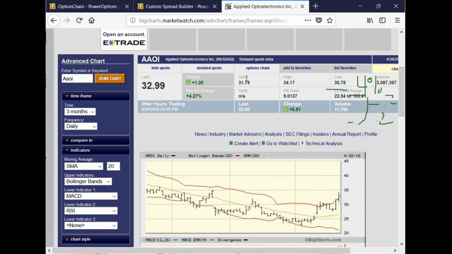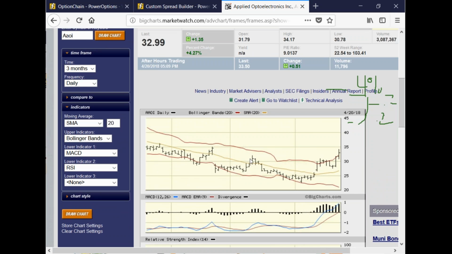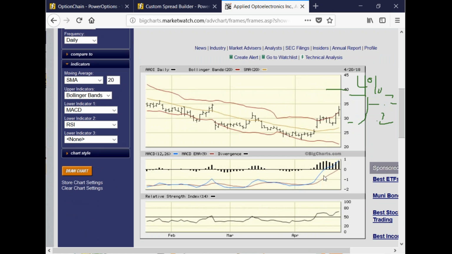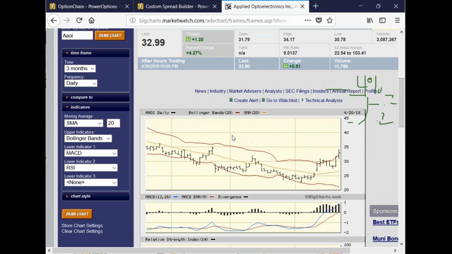AAOI, Applied Optoelectronics. Yeah, I've seen this one come up in the naked put search, the weekly naked put search. The trend is looking really strong as far as the technicals go, but it bounces around a lot. And you're asking, what is the play to do here? Well, it's anything that won't cost you too much money, but will allow you to take advantage of profits in the case of gaps down and strong movements up.